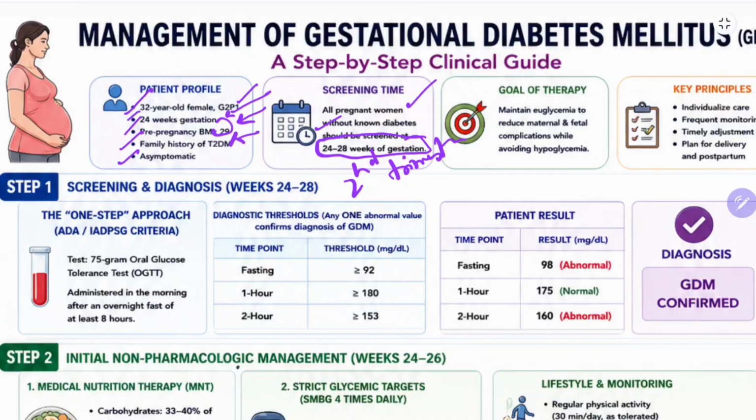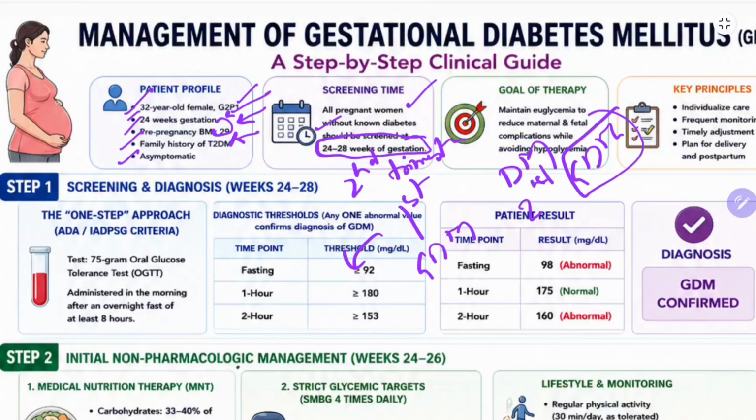Those who develop diabetes mellitus at second trimester are the only ones considered as having GDM. Those who have it in the first trimester are not considered GDM; they are considered previously diabetes mellitus patients. So development during second trimester is important.